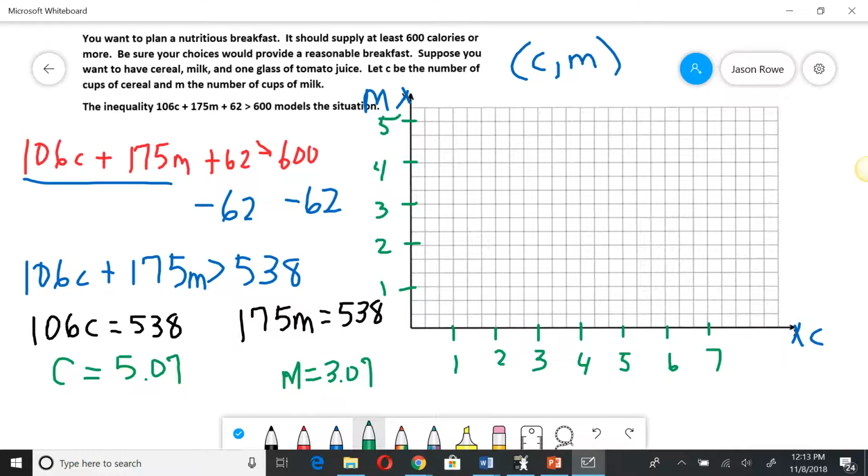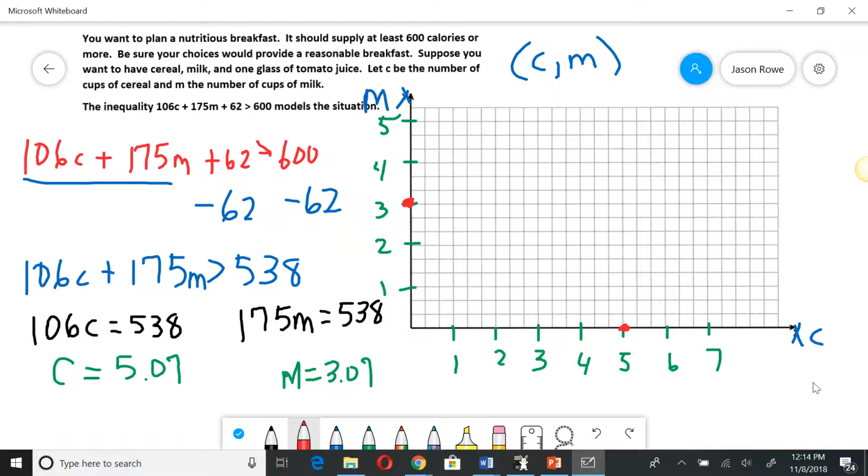We're going to scale the graph. Now we're going to plot our points. So to put a point at C, this is the C-axis, 5. Then I'm going to put a point on the M-axis, the vertical axis this time, at 3.07. And you notice I'm putting it on the numbers because it's 3.07. That's close enough to 3 for me. And that was close enough to 5 for me.